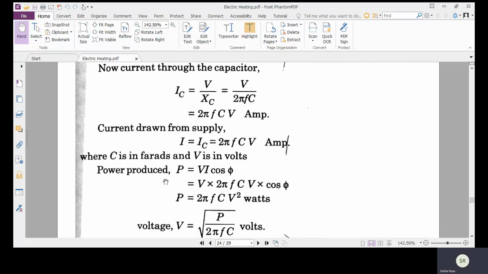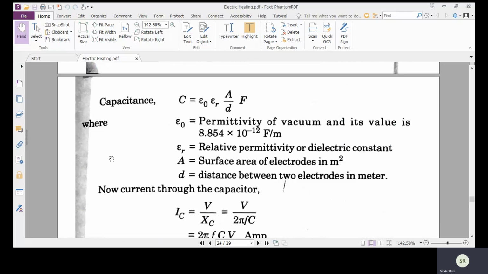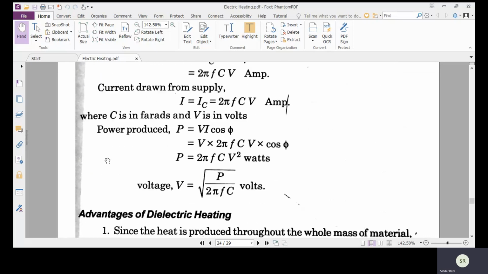Now the power produced is P, which is equal to VI cos phi. We put the value of I here, which gives V multiplied by 2 pi fCV multiplied by cos phi. By simplifying, P is equal to 2 pi fCV squared cos phi, and the voltage is obtained from this equation. So by using these formulas, we can determine the value of the voltage or the power produced or the voltage required. We can also calculate the capacitance of the insulating material and how much voltage or power is required to heat the dielectric material.